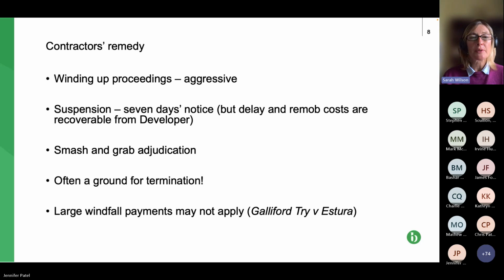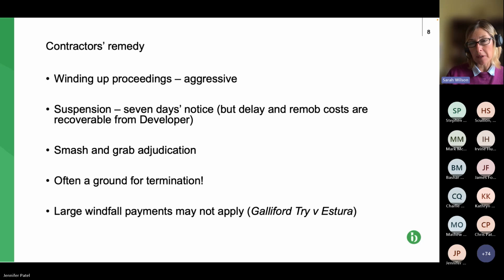So in either of those scenarios, or alternatively a situation where, for example, payment notice or pay less notices are served certifying, say, £200,000 in circumstances where £500,000 was the interim payment application. If that 200,000 isn't then paid, we have the same situation because it should be paid. If it isn't paid, you've got a smash and grab adjudication.